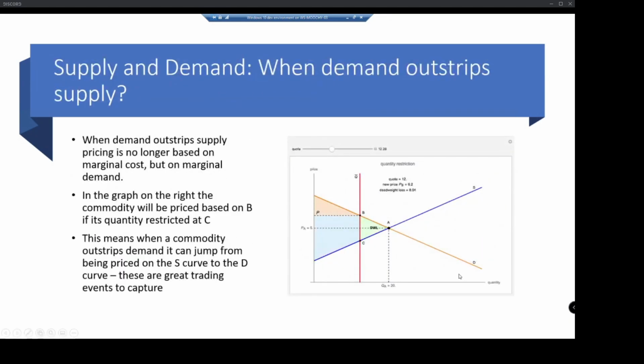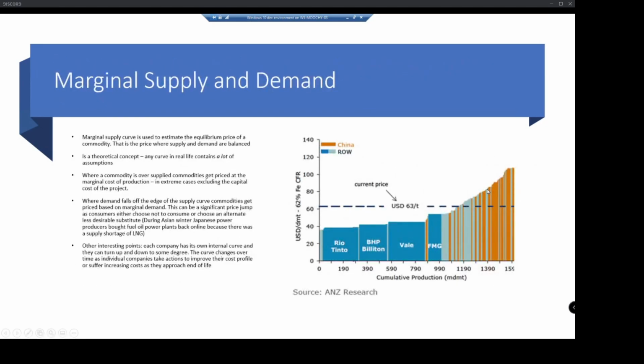So if we go back to this graph here, this is the supply curve, and this is what it looks like in more detail. This is iron ore. It's called a marginal supply curve. And the way this is actually done, it's actually a curve. So you can see this curve's like this.